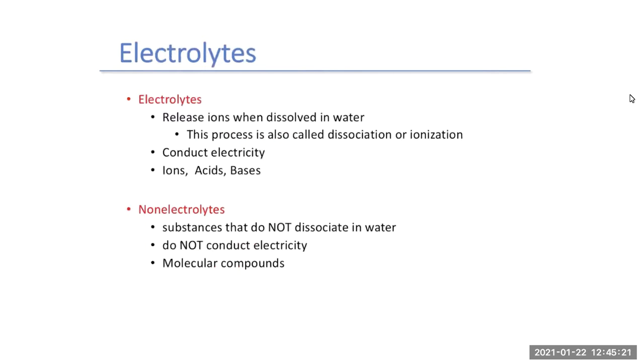First, before we start, we need to look at electrolytes. Electrolytes release ions when they're dissolved in solution. You've seen this before. This is called dissociation or ionization. If something is an electrolyte, it can conduct electricity. With electrolytes, those are our ions or ionic compounds, acids, or bases.